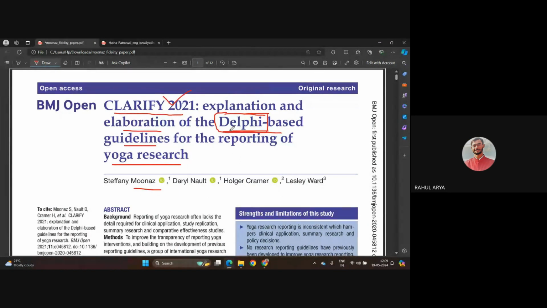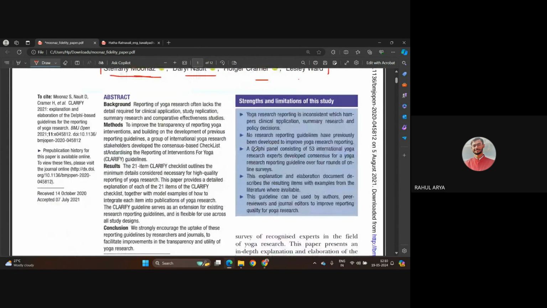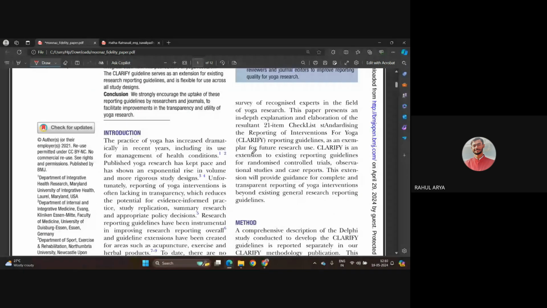Excellent. It means that this checklist is not only the opinion of these four authors. It means whatever items are there, these four authors contributed more. That's why they got the chance of authorship of this paper. But these suggestions they took from international researchers, and they also mentioned how many researchers they included.